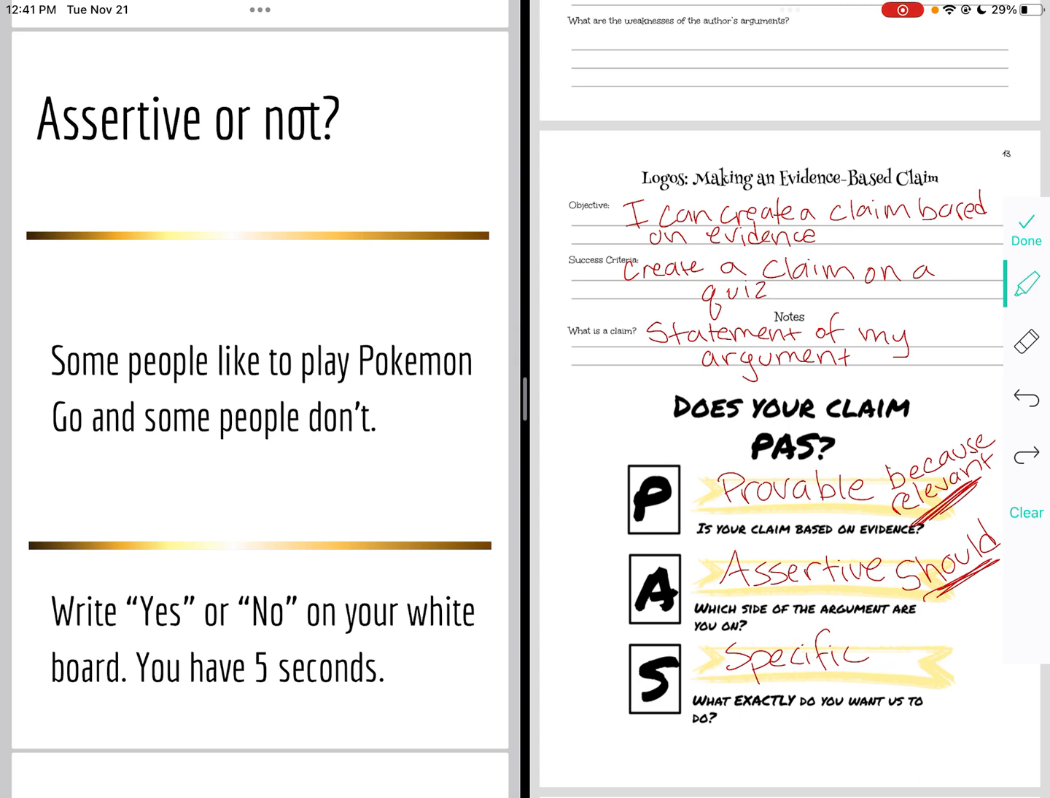Assertive or not, some people like to play Pokemon Go and some people don't. 5, 4, 3, 2, 1. But once again, if you said no, that'd be correct. This is not assertive. There's no "should" in the sentence. Nobody's trying to convince anybody to do anything. This is just a neutral statement of fact.